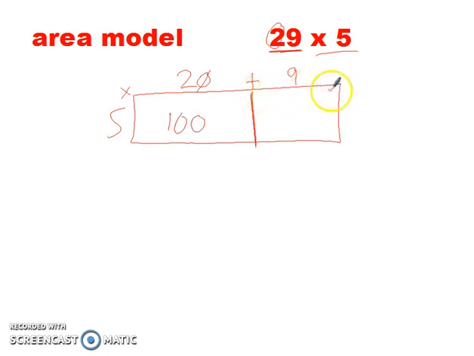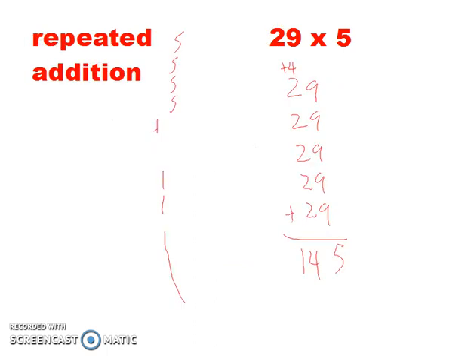Area of this box, it's 9 wide, and it's still 5 tall. 9 times 5 is 45. And then what I need to do is add the area from that box and the area from that box together. And I get 145, which I'm pretty sure is the same answer we got when we did repeated addition.